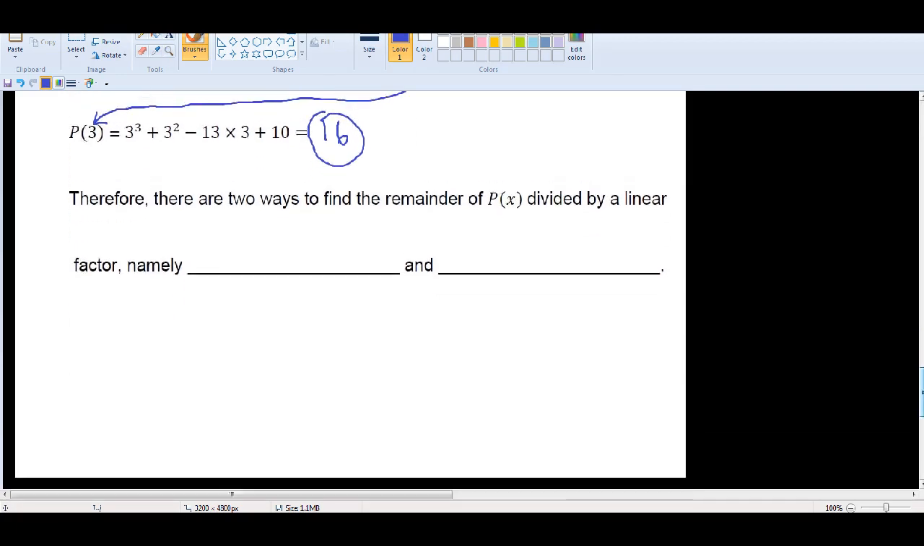So in conclusion, there are two ways to find the remainder of p(x) divided by a linear factor. Which two ways? The first way, of course, is the long division, the long division of polynomials.